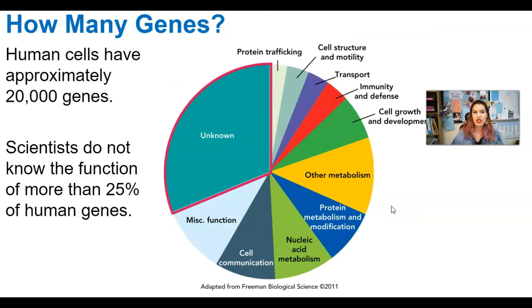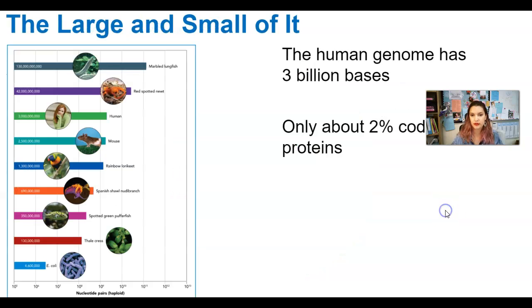All right, so how many genes? So human cells have approximately 20,000 genes. Scientists don't know the function of more than 25% of these human genes. There's a large portion. The large and small of it. So the human genome has 3 billion bases. Only about 2% codes for proteins. And this is just showing you the different genes in the different organisms.